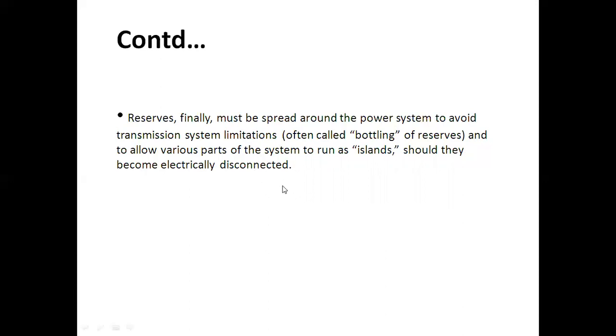So in case of unit commitment, the reserve must be spread around the power system to avoid the transmission system limitations, which is often called bottling of reserve, and to allow the various parts of the system to run as islands so that they become electrically disconnected.